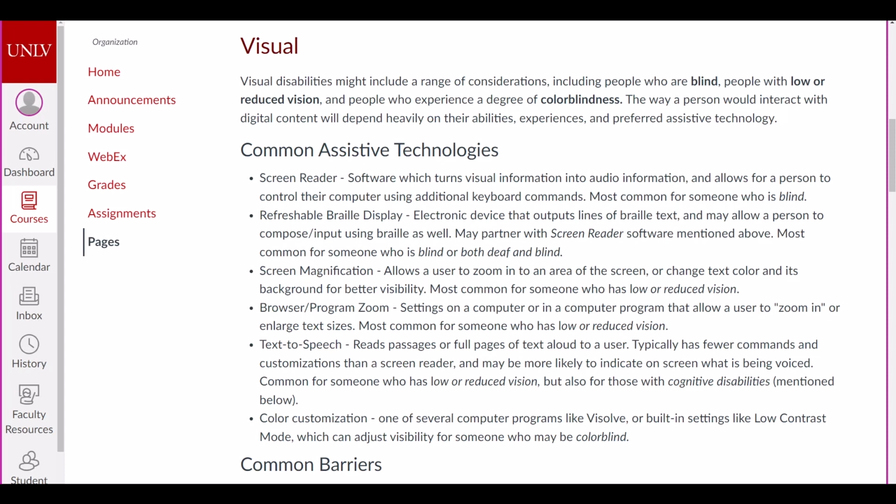Color customization. One of several computer programs like Visolve or built-in settings like low contrast mode, which can adjust visibility for someone who may be colorblind.